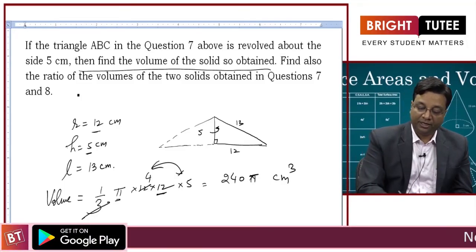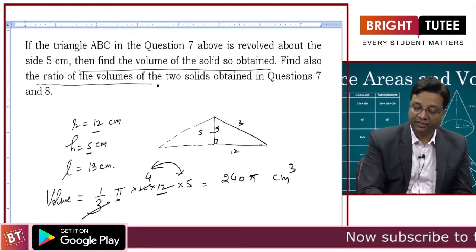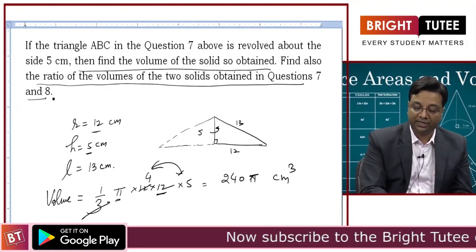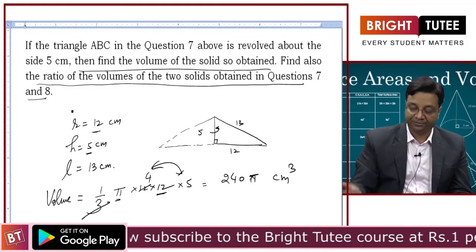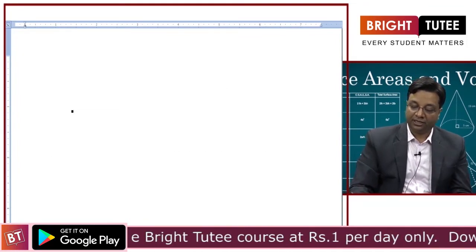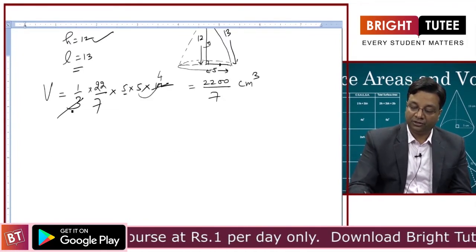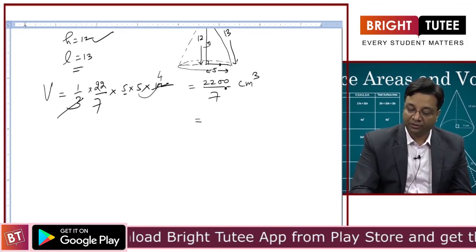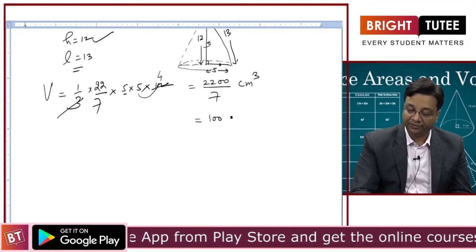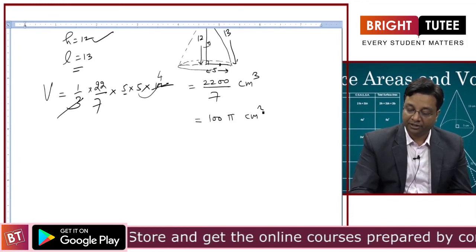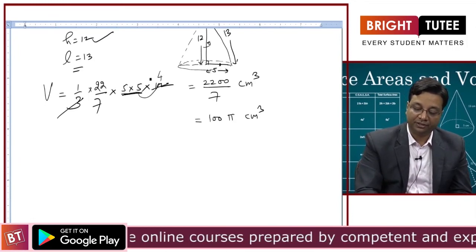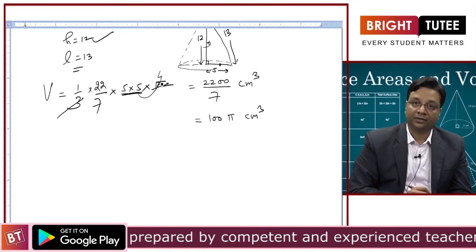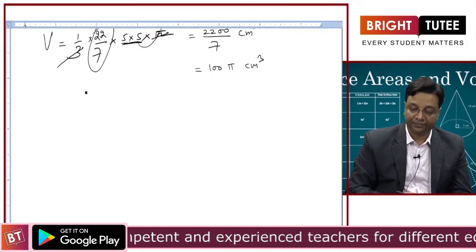Now, the second part of this question is, compare the ratio of volumes of two solids obtained in the previous question and this one. So, here the volume was 2200 by 7 centimeter cubes, or we could have written it as 100 pi centimeter cubes, right? 5 into 5 is 25, 25 into 4 is 100, and this is pi.